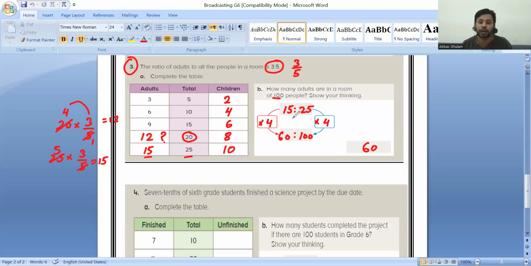If, for example, I don't want to choose 15 and 25, I can also choose another ordered pair. Let's try to choose another ordered pair. I will erase this. The answer will be the same.